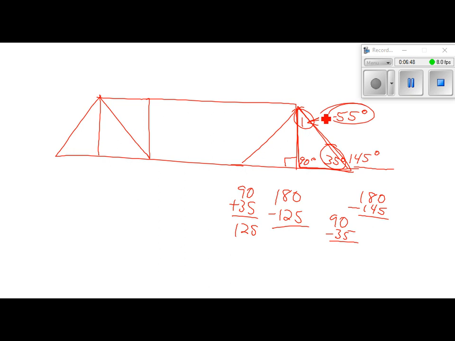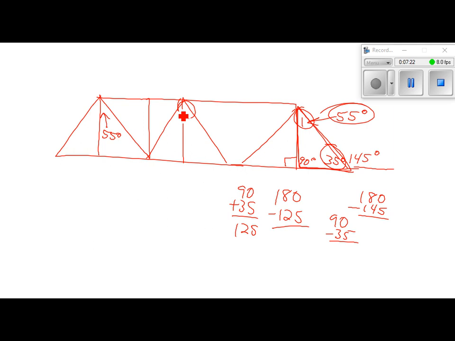Is that the angle we're looking for? What do you think this angle right down here is? 55 degrees. What do you think that angle right there is? 55 degrees, so on, so on, so on. In construction, you see a lot of triangles because they're rigid figures. We talked about that before break. They're rigid figures, and that means that they don't have much give to them.